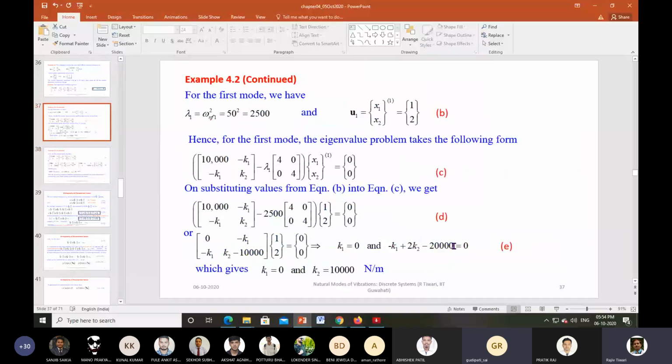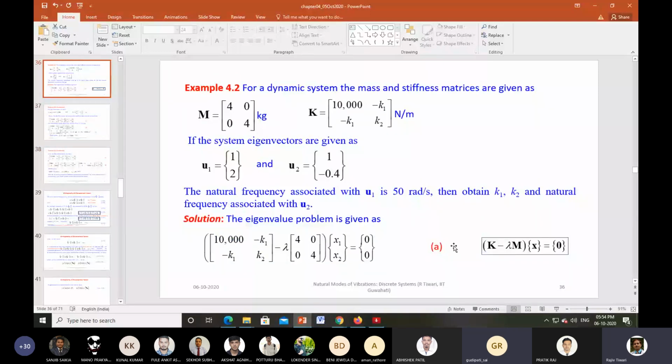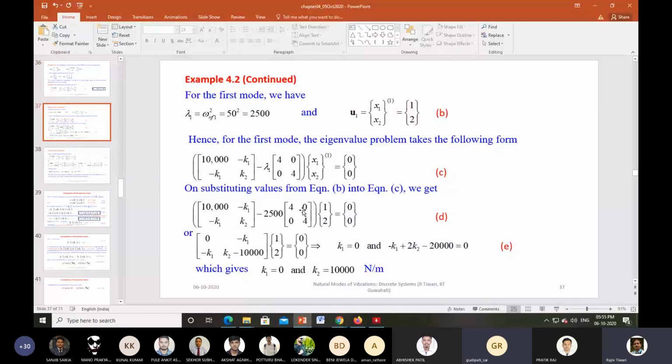If we could have chosen some other mode shape here, then we could have got something different, because here we are getting K1 as 0. So what is happening? The mass matrix is diagonal, and the stiffness matrix is also diagonal, so both got diagonalized. If we had taken some other mode where K1 is not 0, then the natural frequency would not be the same.